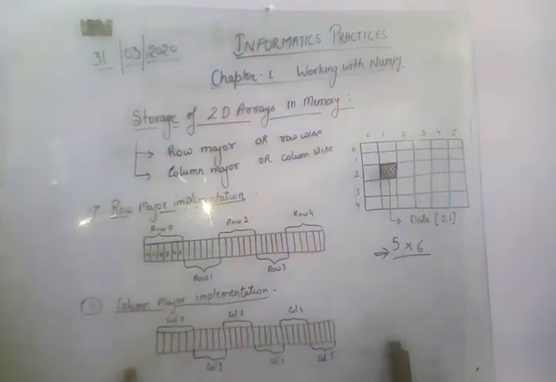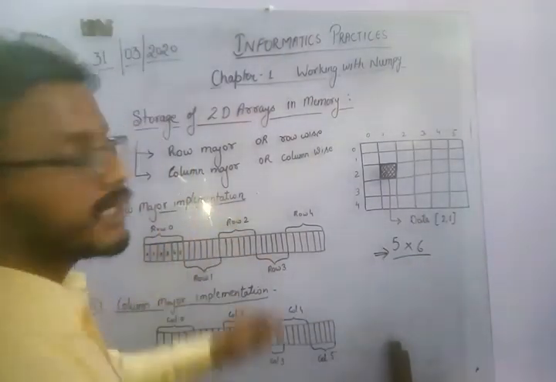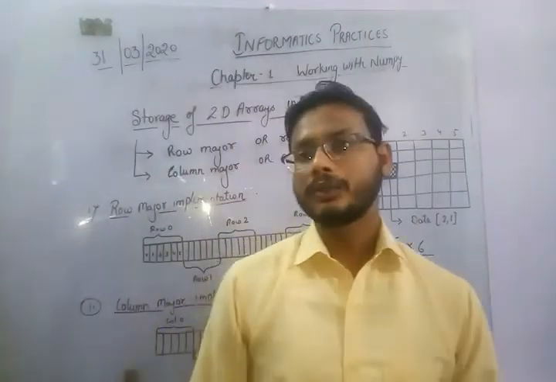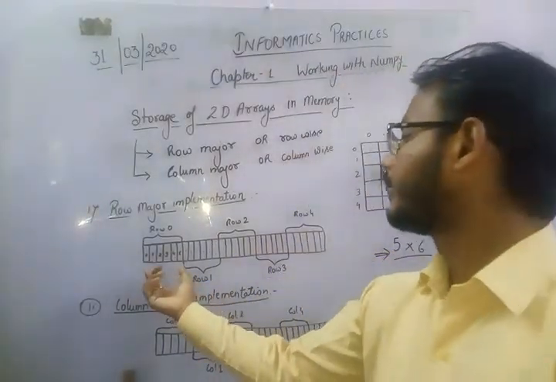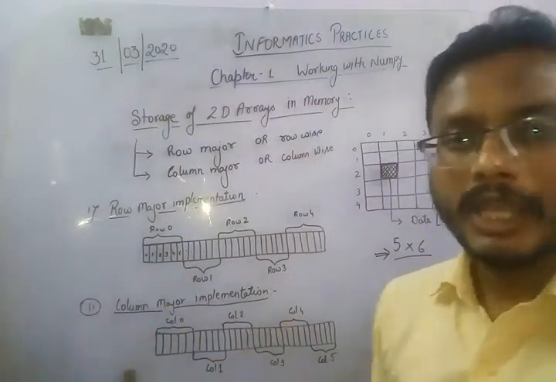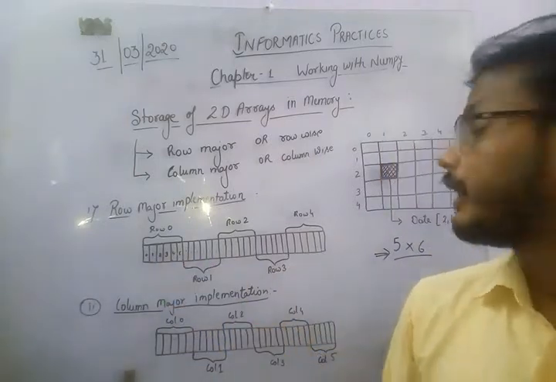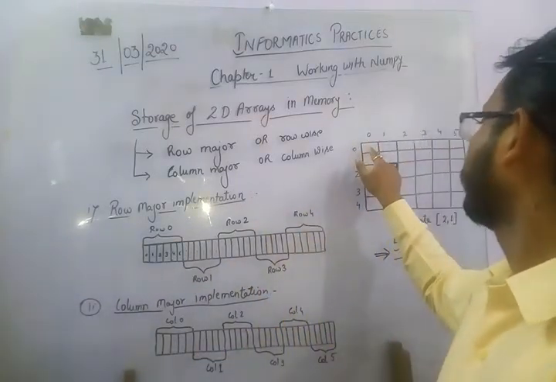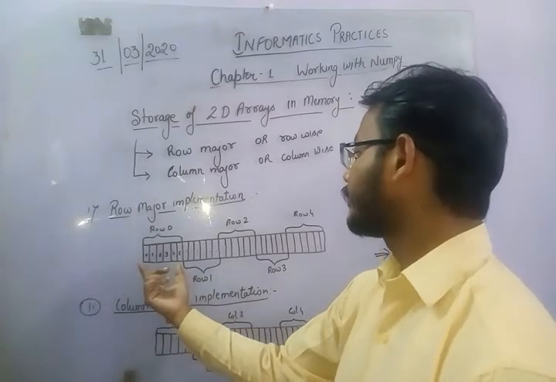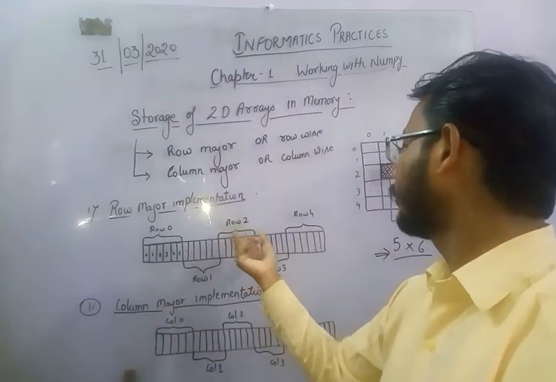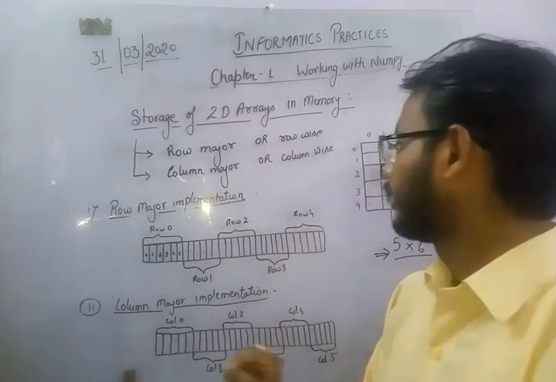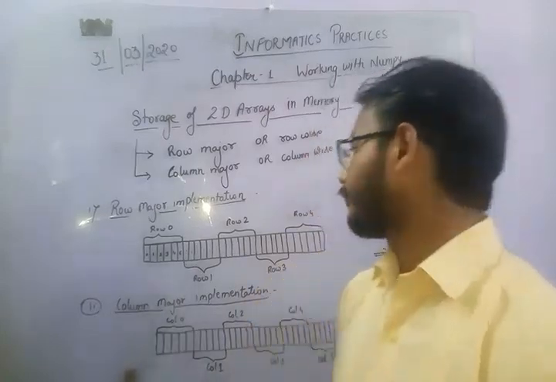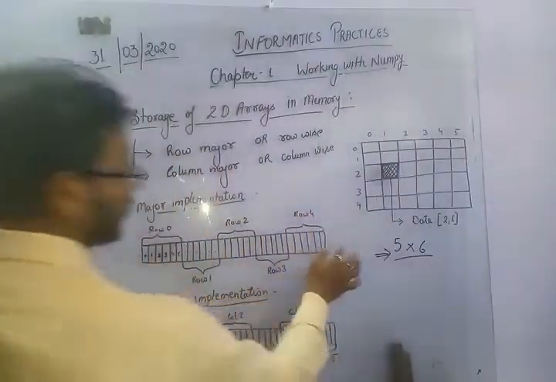Let's start with the first way, that is row major wise implementation. In row major wise implementation, we have to take the rows of the two-dimensional array in a linear sequence. That is, take the first row, the index value of the first row is 0. So we take row 0, then row 1, then row 2, then row 3 and row 4. The linear sequence of these rows is the row major wise implementation. Take a look at this linear sequence.